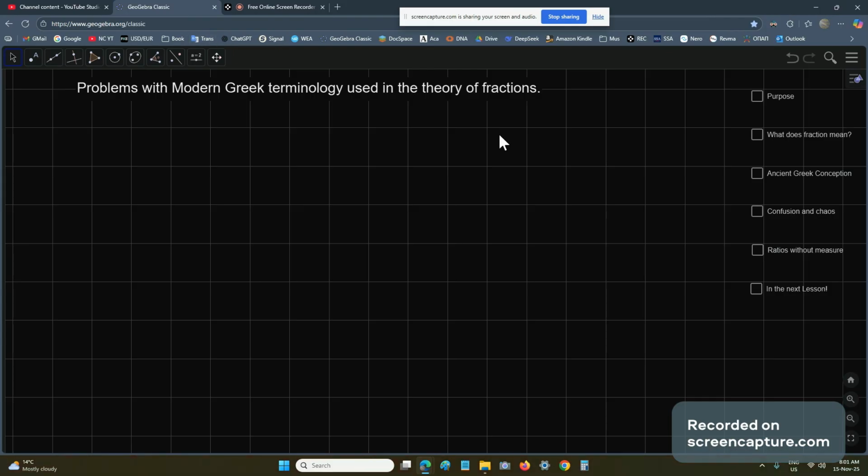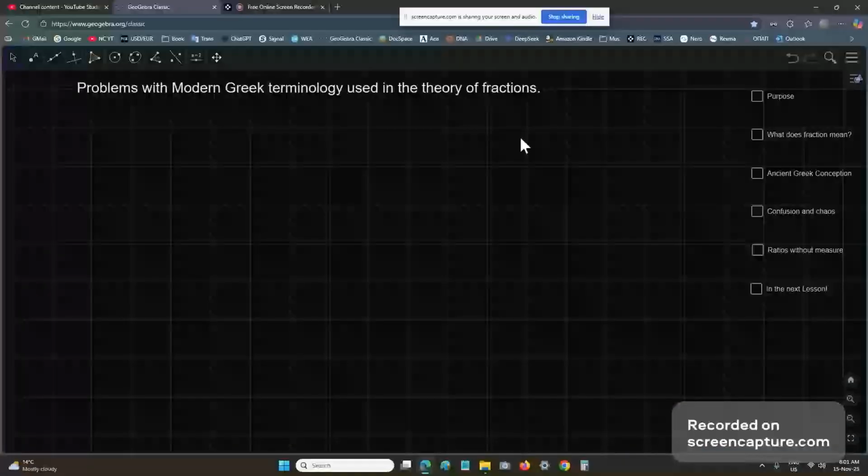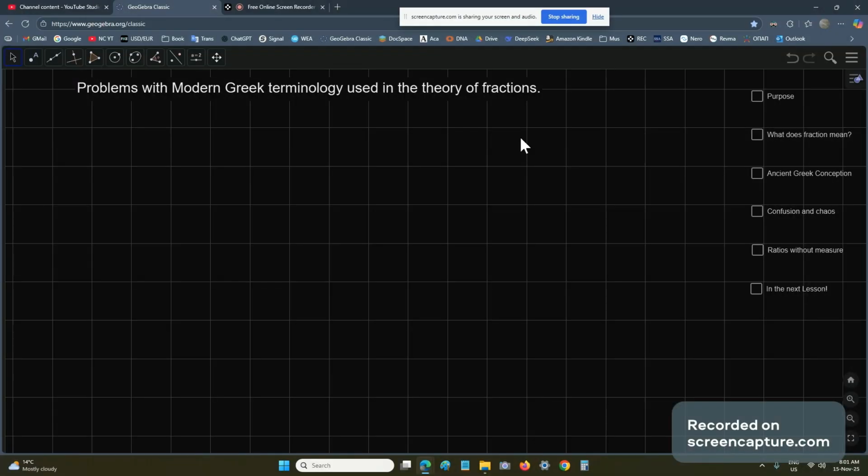So, in lesson 7, we're going to look at the definition of a fraction, what it means, and also the problems with modern Greek terminology, because really it was the ancient Greeks who came up with this theory. They discovered this theory. They didn't invent it, they discovered it. And somehow the knowledge that I revealed to you in the last 6 lessons was lost.